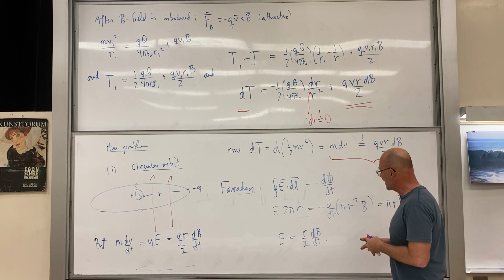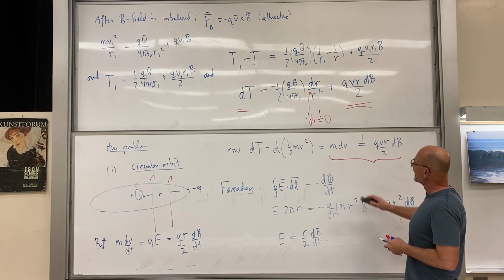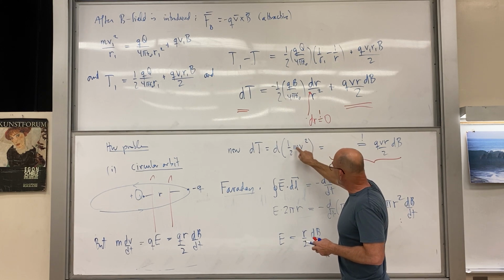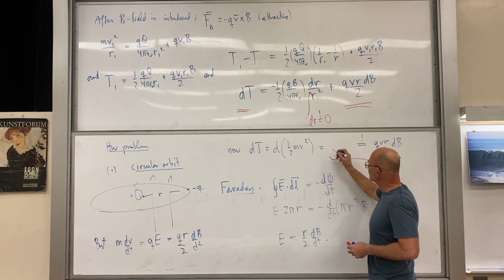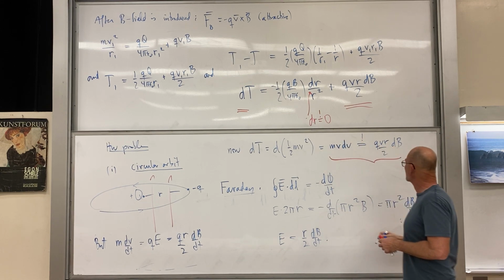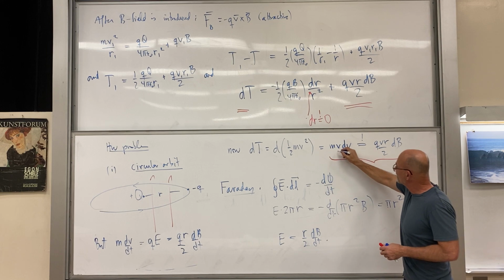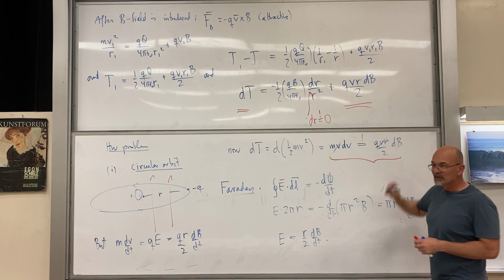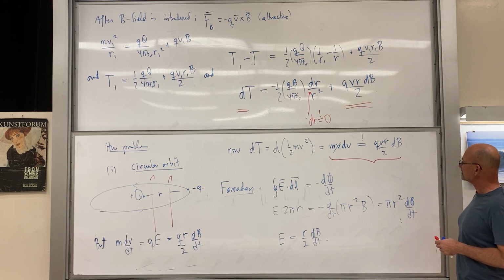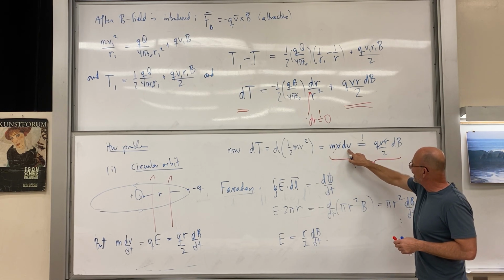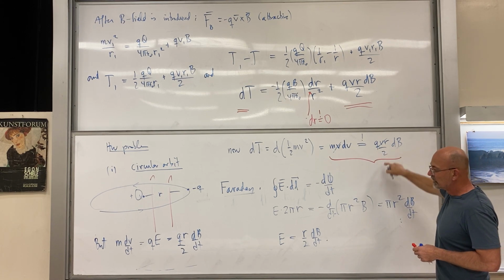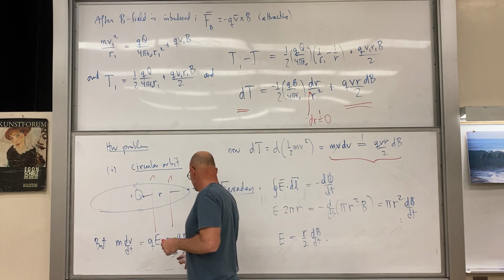Oh, got a mistake here. Good, I caught that. This differential was 2mv dv, and they canceled the 2. So this was mv dv. And that's why we canceled one of those speeds. I knew I was missing something over there. So this is what we had to show, okay? m dv is q r dB over 2. And this is what we actually have.